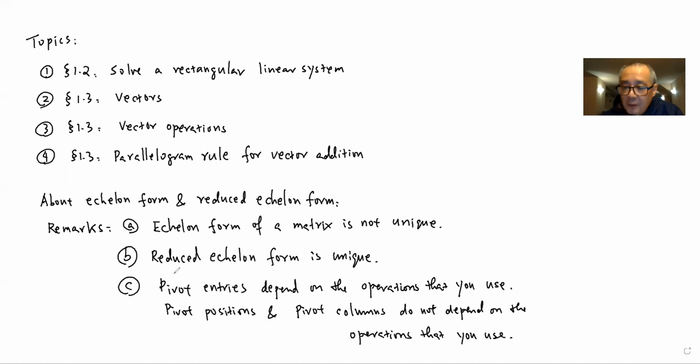Okay, these are the remarks about epsilon form and reduced epsilon form. Now let me start today's topics. Topic 1, solve a general linear system by using epsilon form and reduced epsilon form. Take a look at examples.